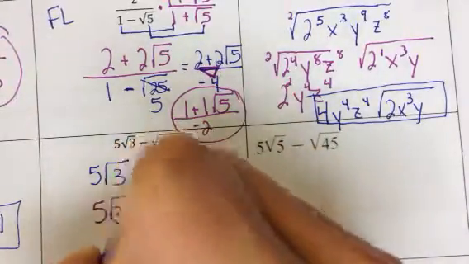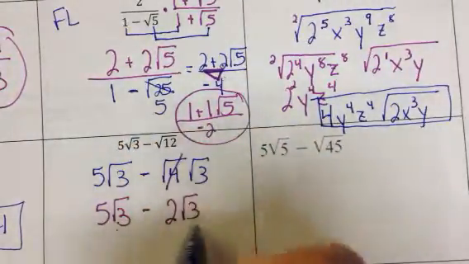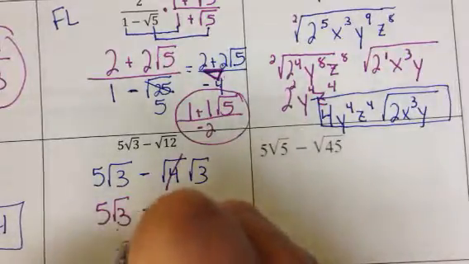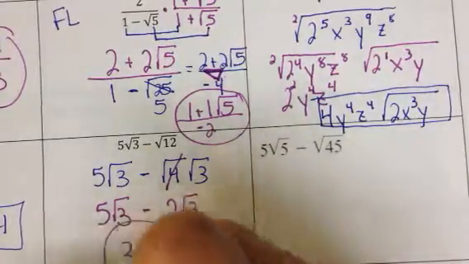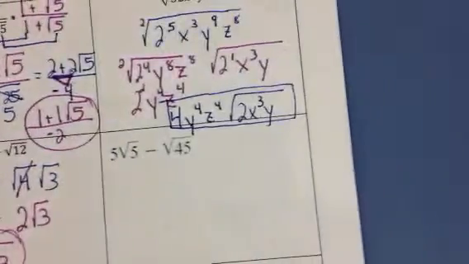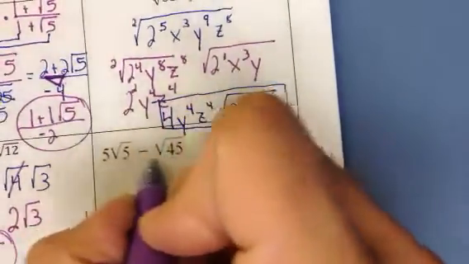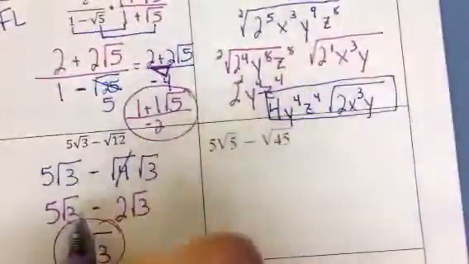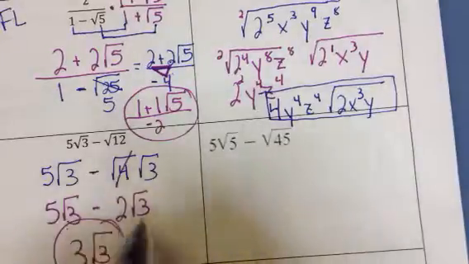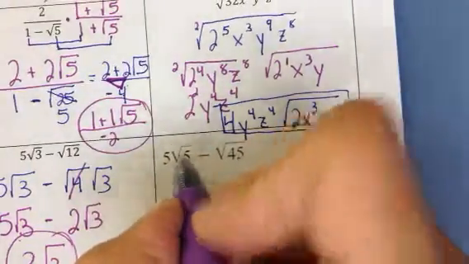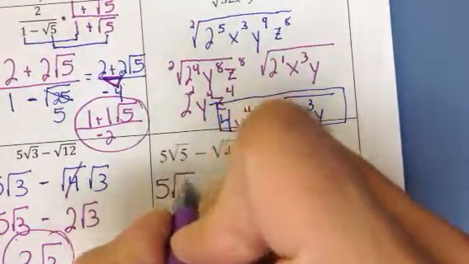And now I'm ready to subtract because there's something common between the two that I can subtract. So when I'm done, I have 3 of these square roots of 3. And the same thing's going to happen here. I'm going to try to simplify the radicals so that I can make them subtractable. So 5 you can't simplify anymore. It's prime, so it's going to stay the way it is.